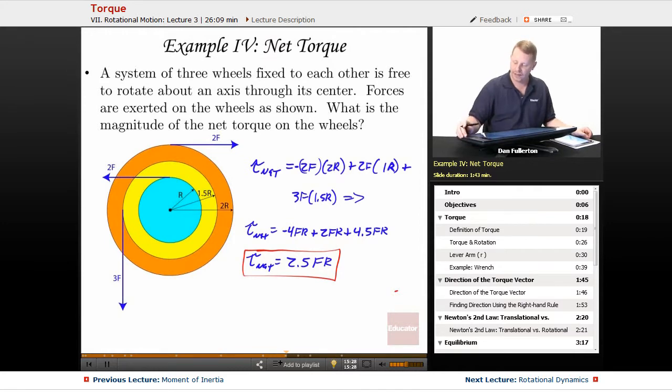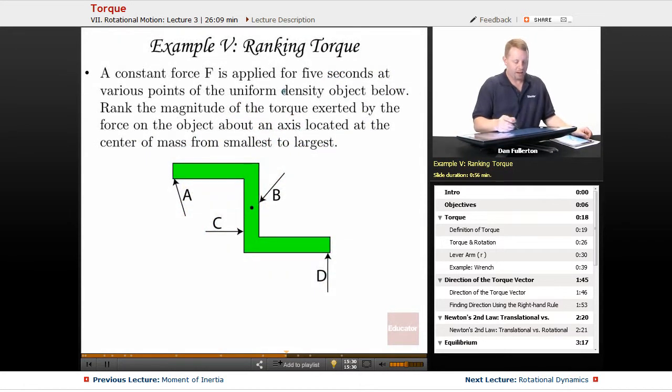Okay, let's do a ranking task. A constant force F is applied for 5 seconds at various points of the uniform density object below. Rank the magnitude of the torque exerted by the force on the object about an axis located at the center of mass, from smallest to largest.